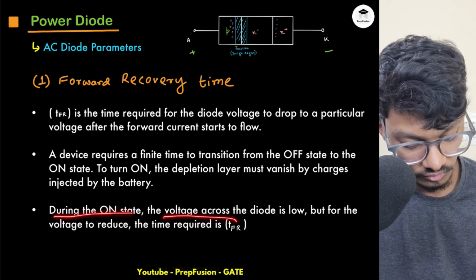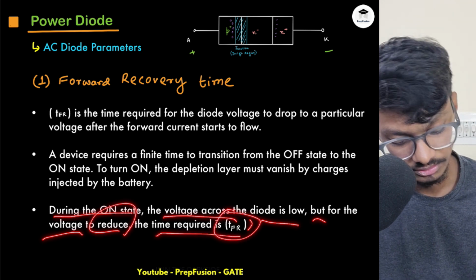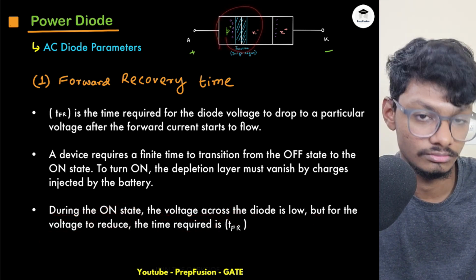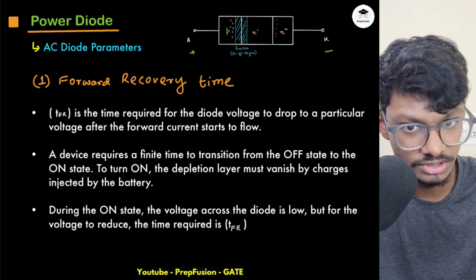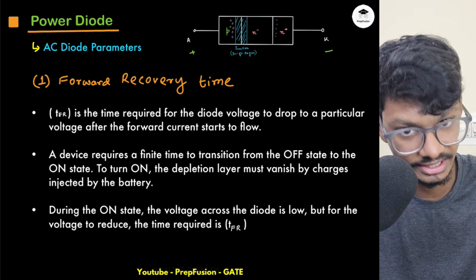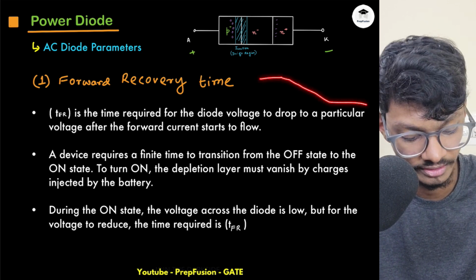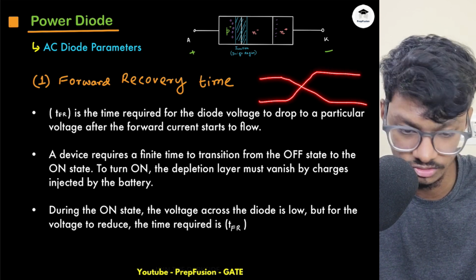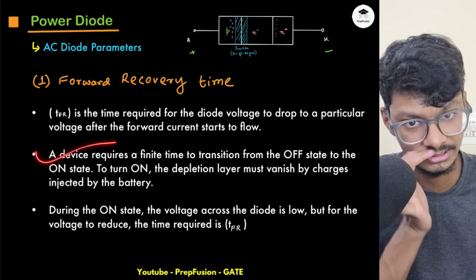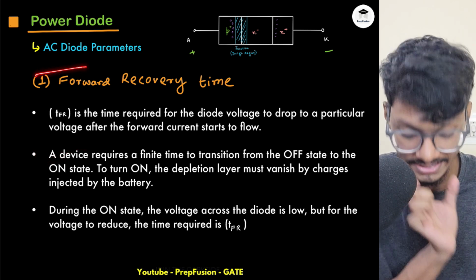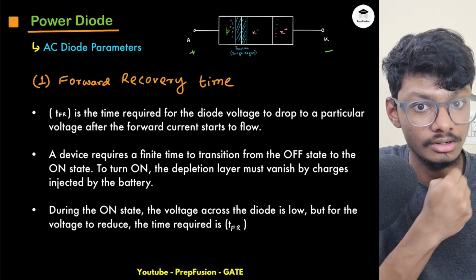During the on state, the voltage across the diode is low, but for the voltage to reduce, the time required is TFR. So at that instant the voltage won't suddenly reduce, right? It will require some time for the voltage to reduce, as we have seen in the switching characteristics. When we turn on a device, the voltage slowly gets reduced and then goes to a very low value, and the current slowly gets increased, then it reaches its steady state, right? So from one steady state to another steady state. This is known as the transient time, and we are studying the AC parameters, and this is the forward recovery time, the time required for the diode to turn on.